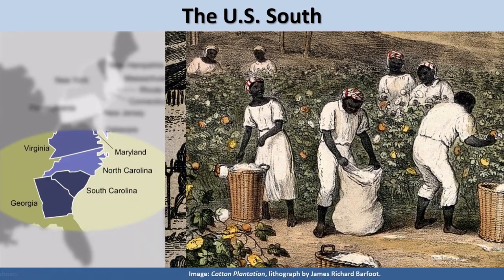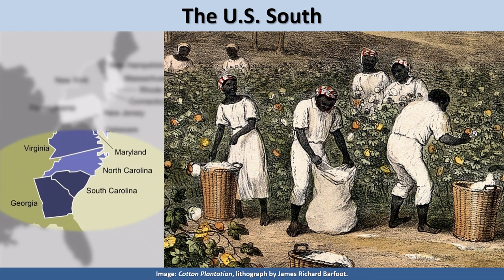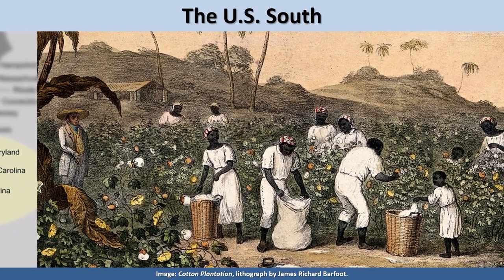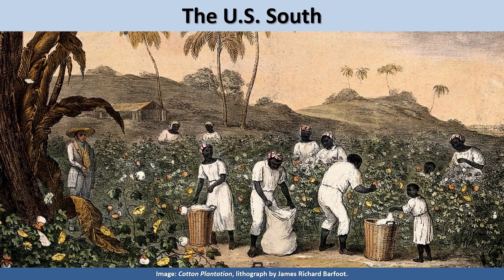Cotton was another major cash crop grown in southern U.S. states in the 1800s. Both tobacco and cotton required a lot of labor to grow and harvest. As with tobacco plantation workers, most people working on cotton plantations in the southern United States before the Civil War were enslaved Africans or their descendants.